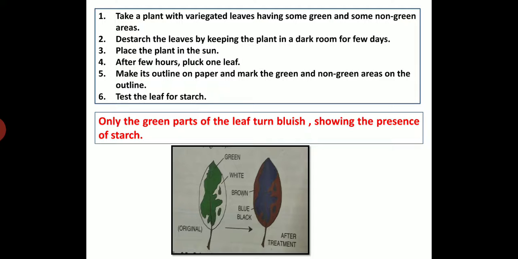We need to take a plant containing that type of leaves. For example, croton. Croton is a plant which has variegated leaves. That means leaves have some green portion and some non-green portion. Then in the second step, we need to destarch the leaves by keeping the plant in a dark room for one or two days. I have already told you how to destarch a plant or leaf. Then after that, we need to place that plant in the sun. After a few hours, we will pluck one leaf from that plant, make an outline on paper and mark green and non-green areas on the outline. And then we will test the leaf for starch.